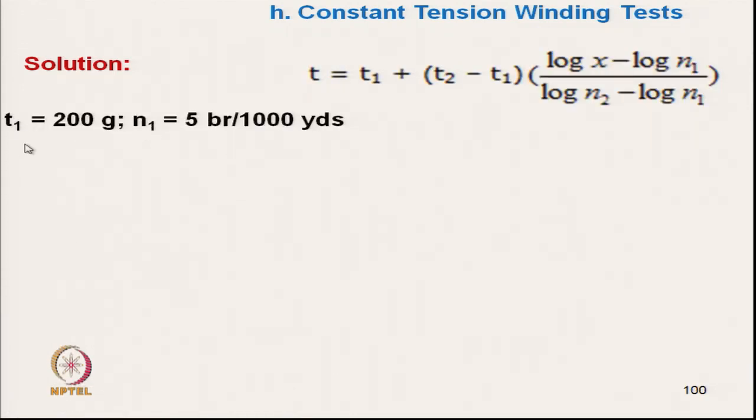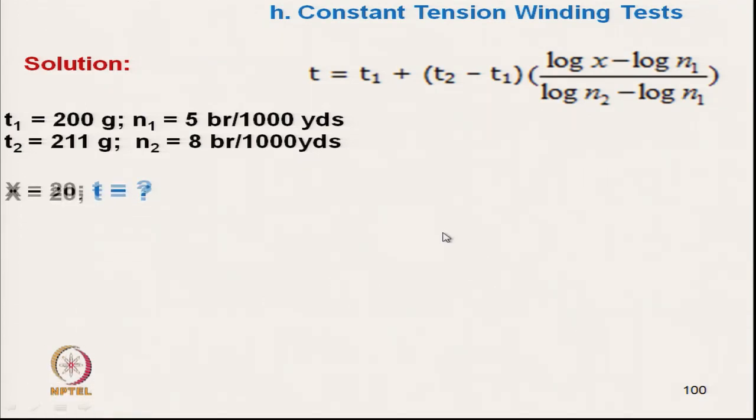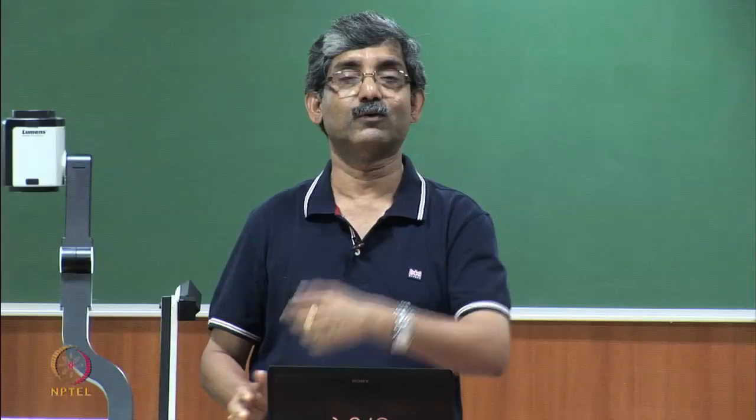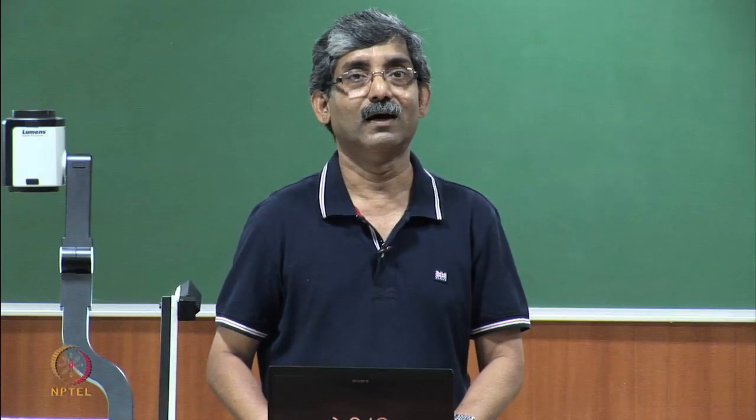So, T1 is 200 gram force, N1 is 5 breaks per 1000 yard, it is given, and just now we have calculated T2 equal to 211 gram force. N2 is 8 breaks per 1000 yard, that is a standard we know, and the x value is known, it is 20. Then we have to calculate, x is 20 breaks, that is the question: at what tension do we get 20 breaks per 1000 yards.